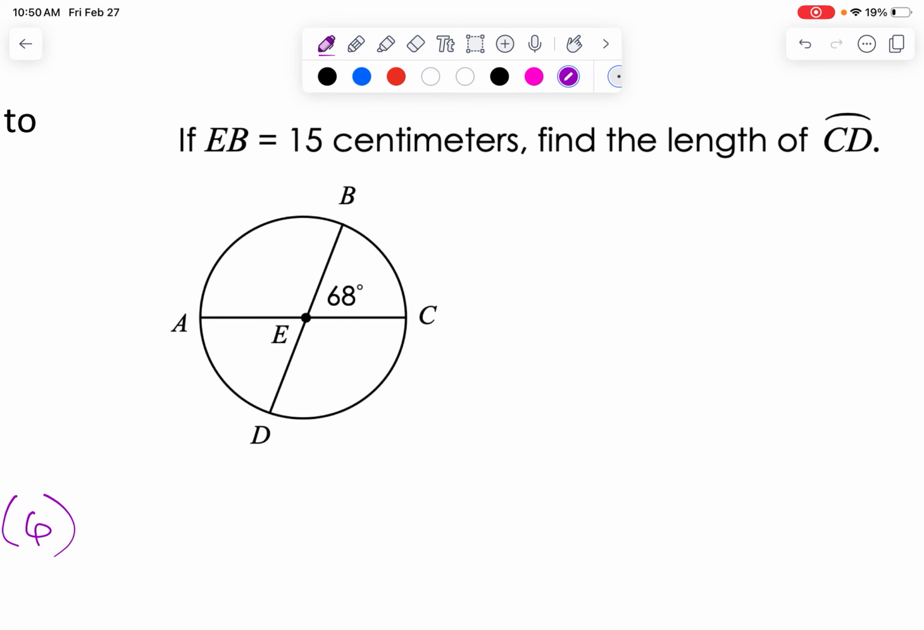All right, this says if the length of EB is 15 centimeters, so let's just label that 15 centimeters. Find the length of arc CD.